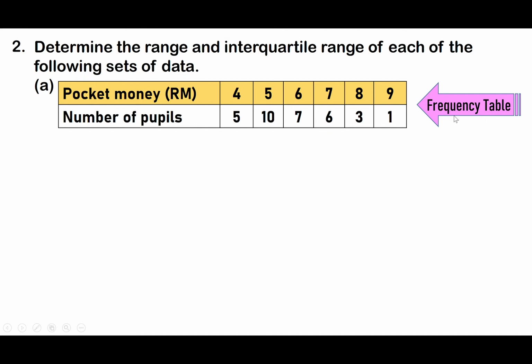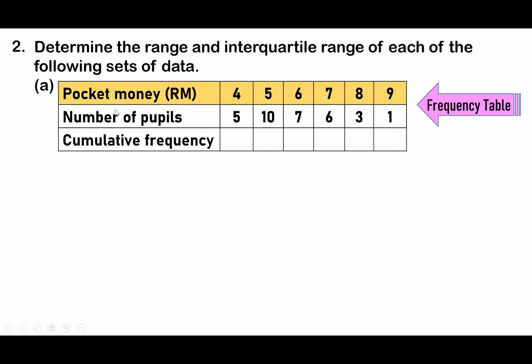So if in frequency table 你看见是表格的话, 首先你要做什么呢? What you need to do if you see the frequency table? So sure, you need to find the cumulative frequency. You need to find how to calculate the cumulative frequency. So in front, bringing down, 把它带下来, 5.